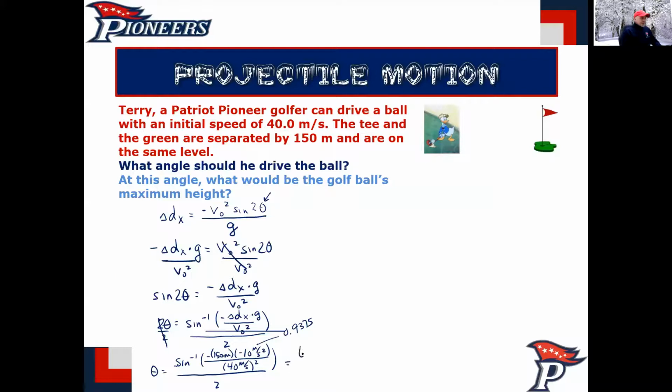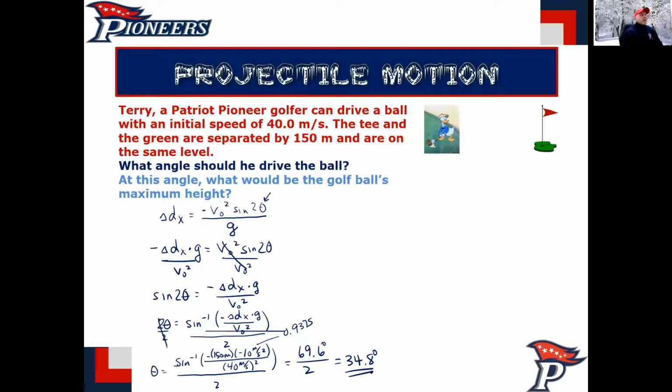And that gives me 69.6 degrees. But that's divided by 2, right? Because 2 theta, we divided both sides by 2. All of this divided by 2 is 34.8. And that's the angle that he hit the ball at to make it go 150 meters at a speed of 40 meters per second. So we found part A.